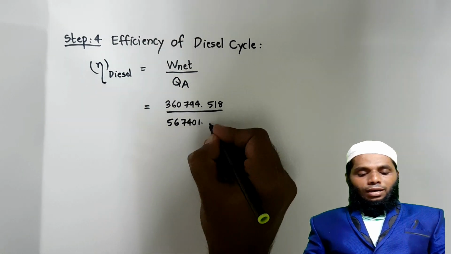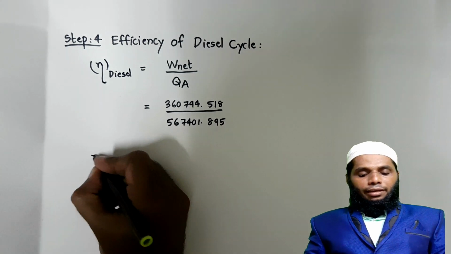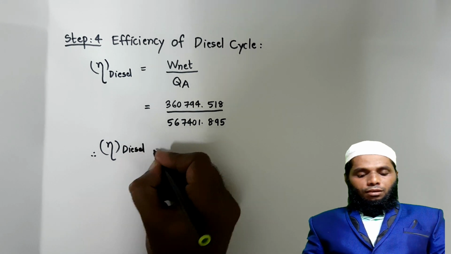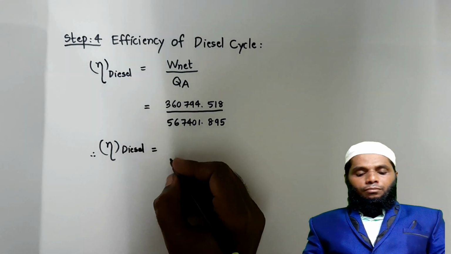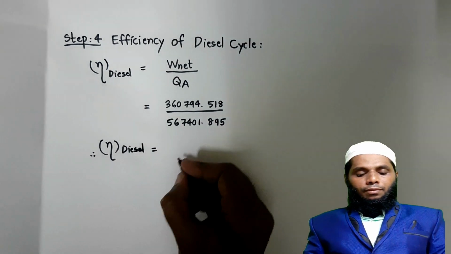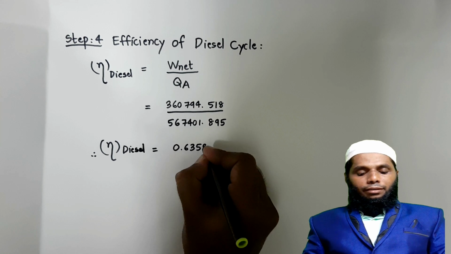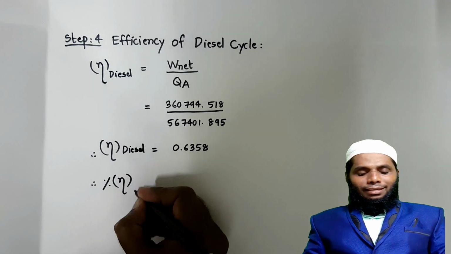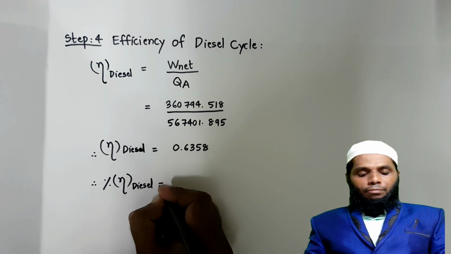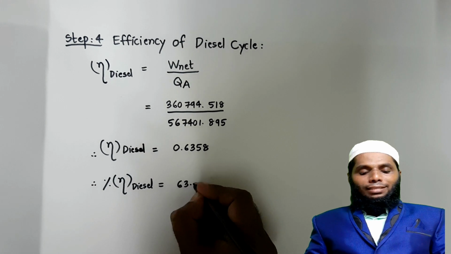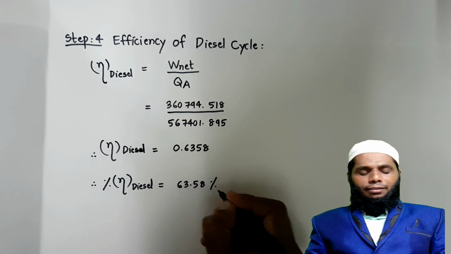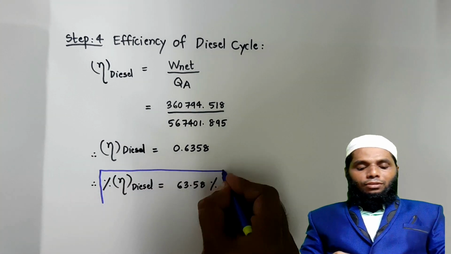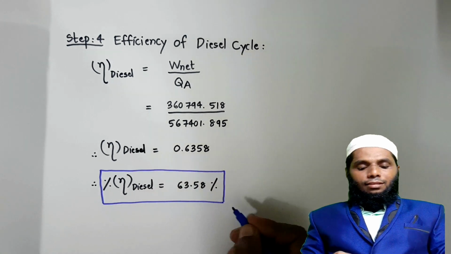So QA value we have 567401.895. On calculation, after calculating this value, we got the answer as 0.6358. So we can write this in percentage: efficiency of diesel cycle in percentage is equal to 0.6358 multiplied by 100, that will be 63.58 percent. This is the efficiency of diesel cycle.